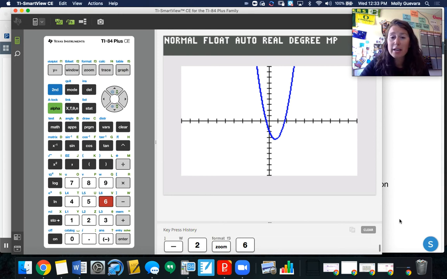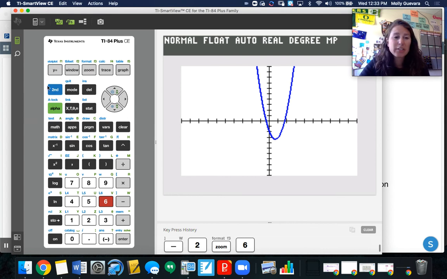So there is my graph, okay? I know it's a parabola because the equation is x squared. So I actually have a minimum here, and it's right in this general area, and we're gonna review the steps on how to find the minimum on our graphing calculator.